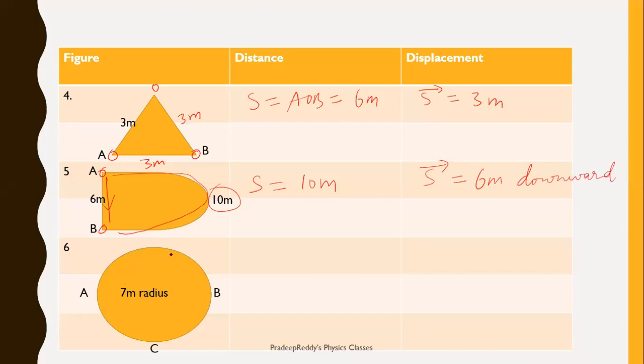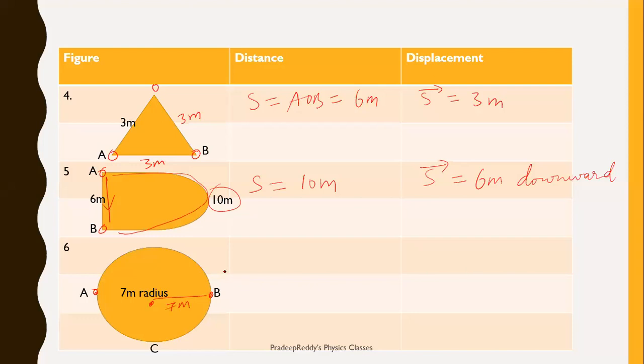Next, coming to the sixth question. You are starting at position A and you are reaching the other, vertically opposite point on the sphere, B. You are now supposed to calculate distance and displacement between AB. And the radius of this circle is given as 7 meter.